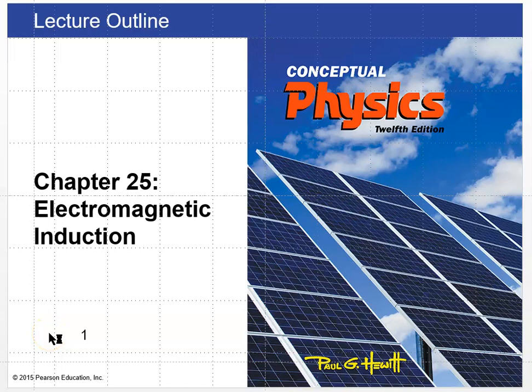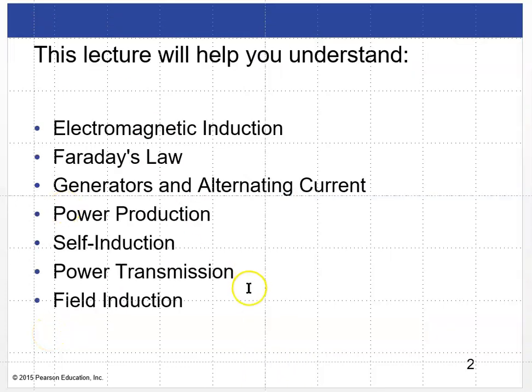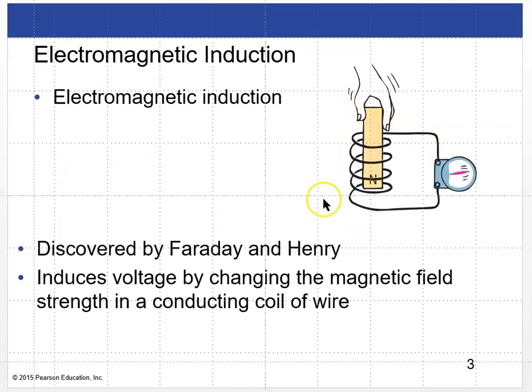Welcome to Chapter 25, Electromagnetic Induction. We're going to be talking about, of course, electromagnetic induction, Faraday's law, generators and alternating current, power production, self-induction, power transmission, and field induction.